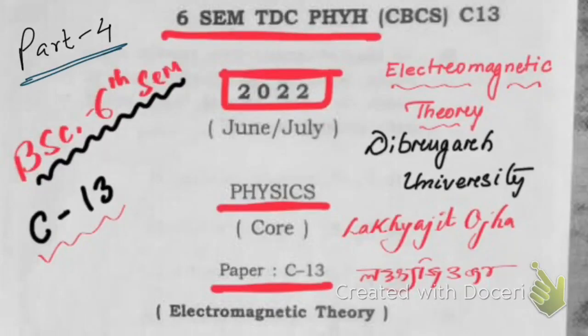Hello friends, this is part 4 of the question paper solution, paper C-13 2022 of 6th semester Dibrugarh University, Electromagnetic Theory. We have already solved up to question number 4. Today we're going to solve question number 5.